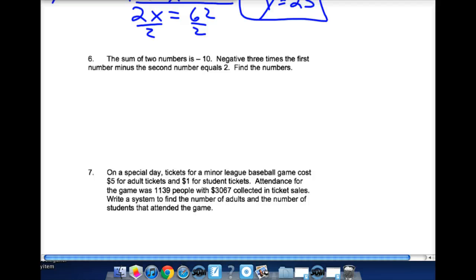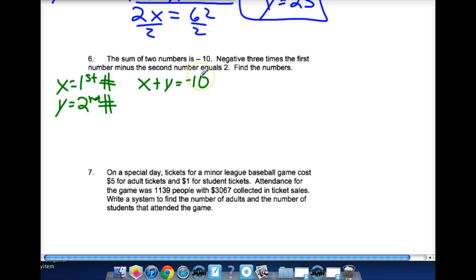Let's try a little more difficult one. The sum of two numbers is -10. -3 times the first number minus the second number equals 2. Find the numbers. All right, we're setting them up: x and y, first number, second number. What would be the first equation? Their sum is -10. x plus y equals -10.